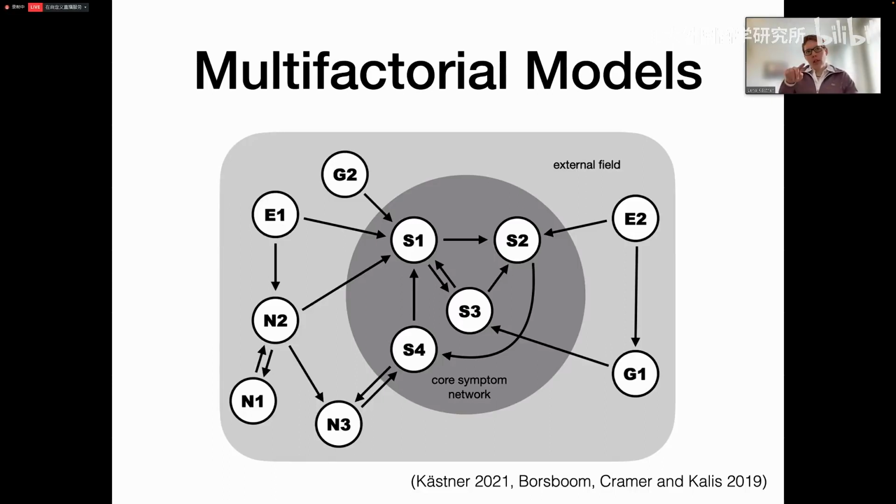So you'll have the center that's dark with the 4 S nodes. These would be symptom nodes. And you have in the external field, that's the lighter gray, you have E nodes, G nodes, and N nodes representing environmental, genetic, and neurological factors or variables that are relevant to a certain disease. Now, these obviously look somewhat promising. I'll go into a more detailed assessment soon, but this is just to give you the gist of what a multifactorial model might look like.